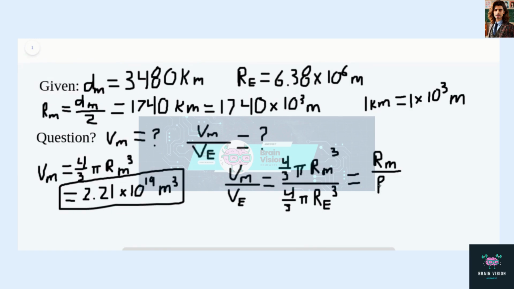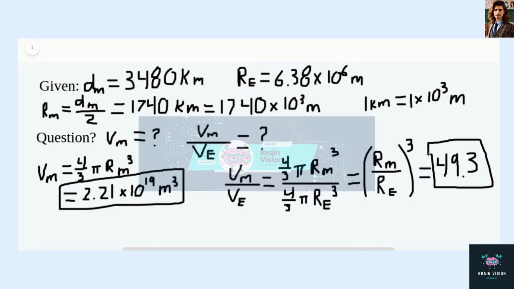So we'll plug in our radius of the moon, which is 1,740 times 10 to the third meters, and we'll divide that by our radius of the Earth, which was 6.38 times 10 to the 6 meters. And we will cube all of that. And that gives us 49.3. So we'll box that in as our solution to how many moons you could fit in the volume of the Earth.